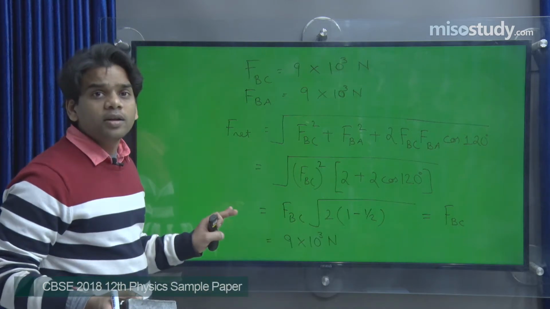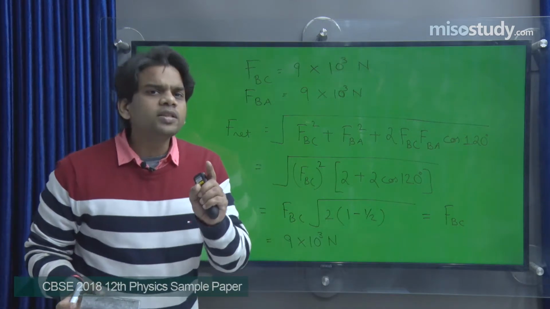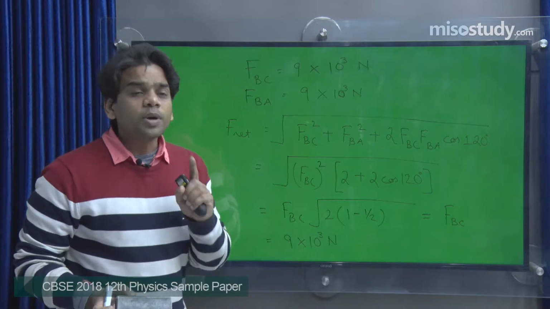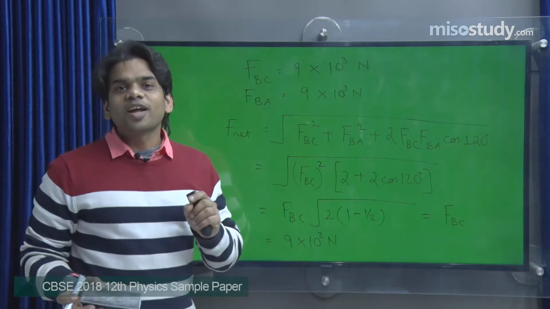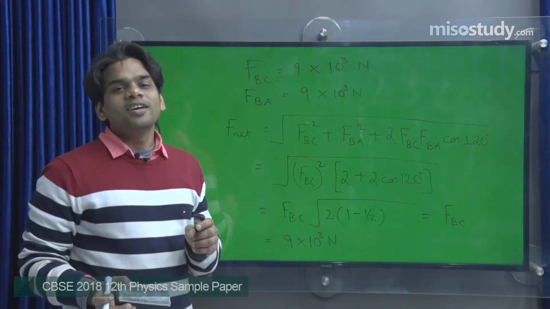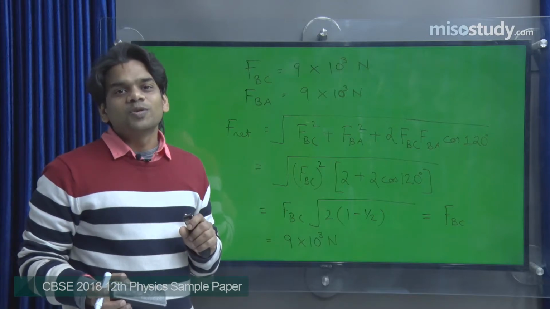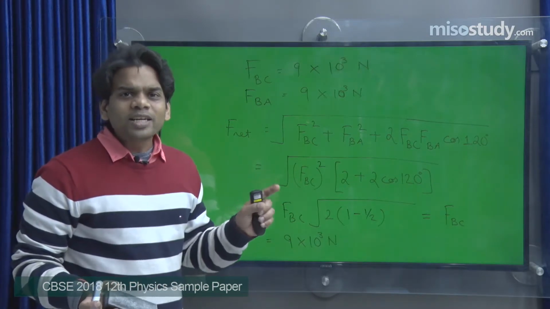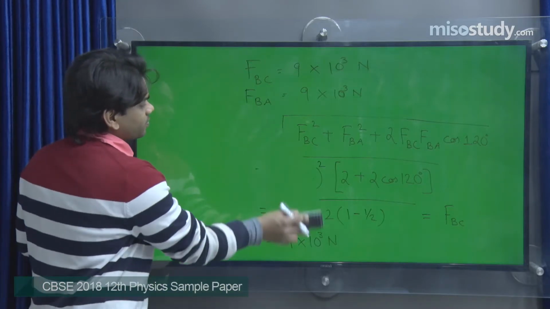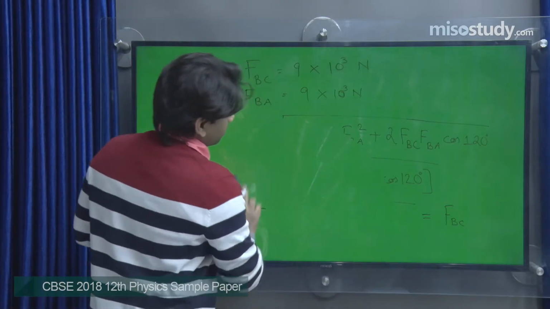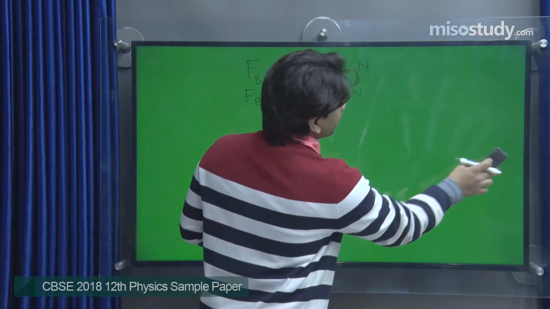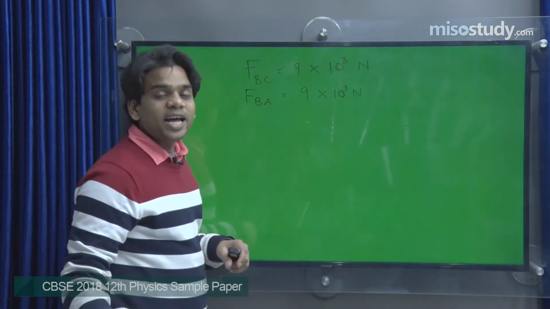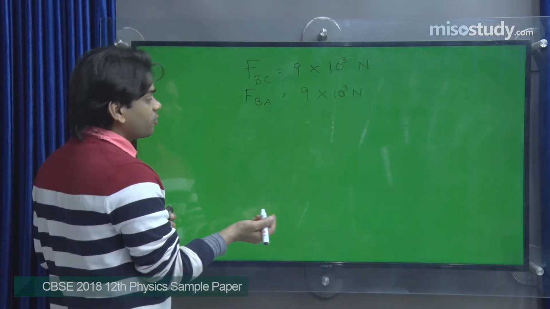Now see, I have solved this completely, but if you have done the chapter on vectors, if you remember, if two equal vectors are kept at an angle of 120 degrees, the resultant will also be of the same magnitude, and that we have obtained here. Now let's go with the direction. The first part, the resultant answer, is 9 into 10 to the power 3 Newton. So we are done with the first part.